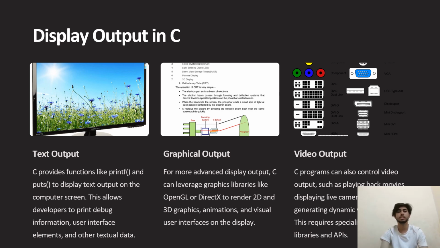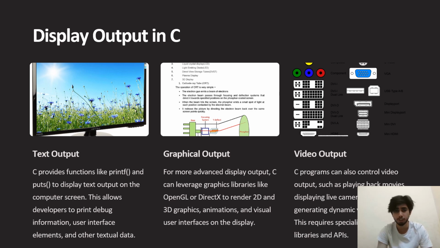Display output in C. Text output. C provides functions like printf and puts to display text output on the computer screen. This allows developers to print debug information, user interface elements, and other textual data.